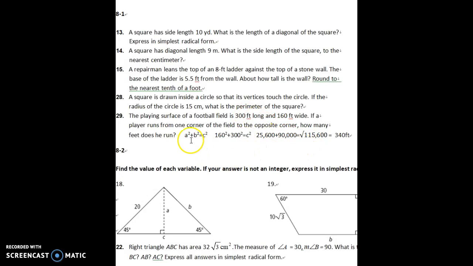And if you do the Pythagorean theorem, like I did here, a squared plus b squared equals c squared, and 160 squared plus 300 squared equals the hypotenuse, which is the diagonal we're trying to find. And that is 25,600 plus 90,000 equals root 115,600. And that would equal 340 feet. So the player has to run 340 feet.